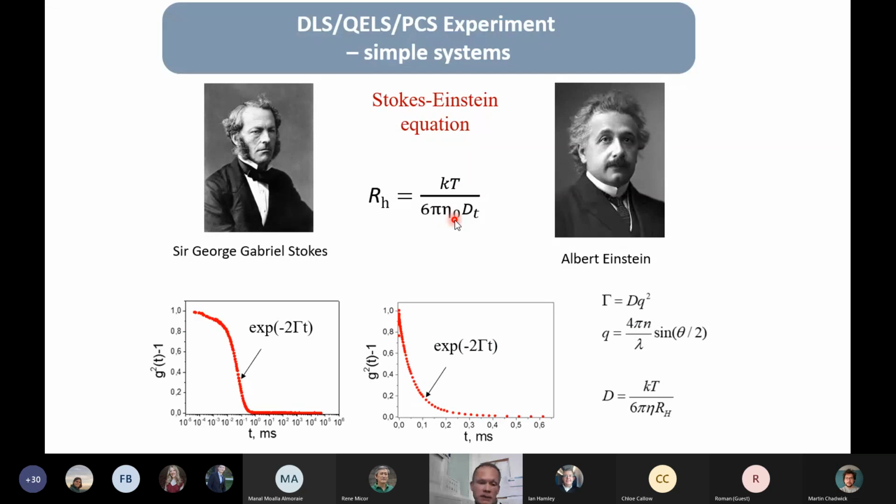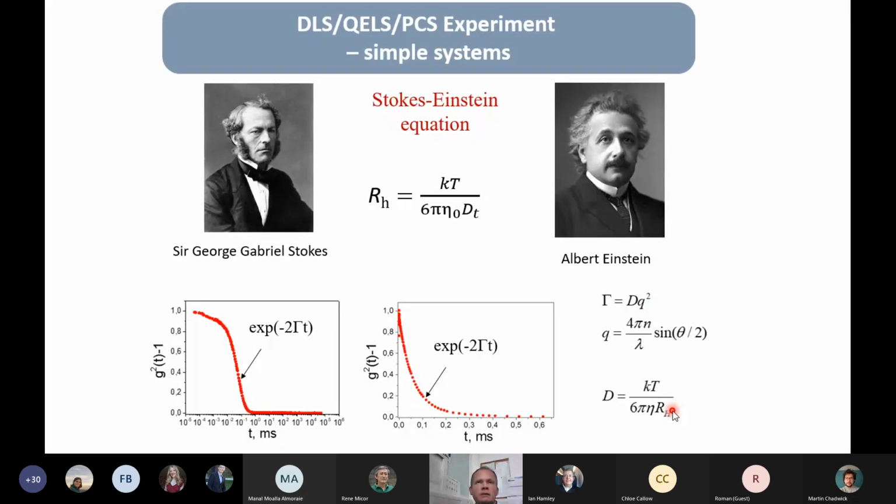So a classical experiment works in that way: we are measuring the correlation function. Again, to remind you, at short delay times we have a very deterministic situation. Here we have a very probabilistic, or stochastic, one. From the analysis of the correlation function, we get the diffusion coefficient, and from the diffusion coefficient we calculate the so-called hydrodynamic radius.